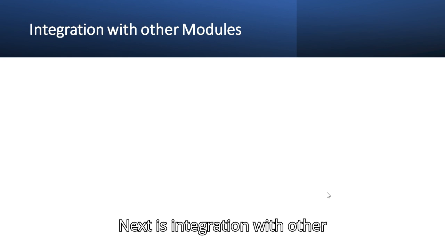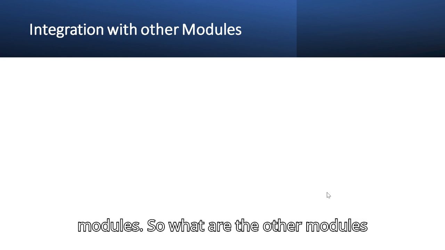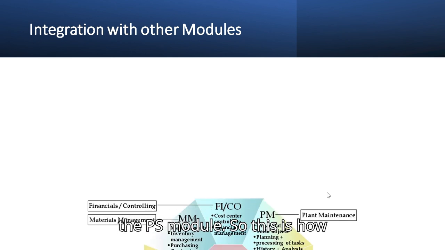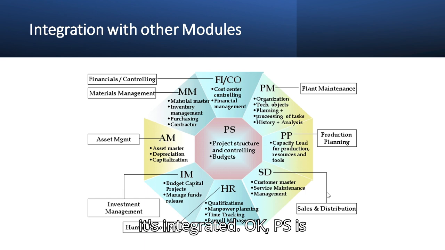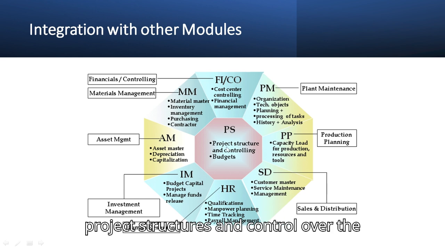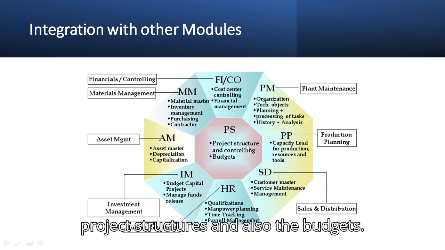Next is integration with other modules. So what are the other modules that are integrated with the PS module? So this is how it's integrated. PS is the center here. So PS is the center, project systems. Here we have the project structures and control over the project structures, and also the budgets.